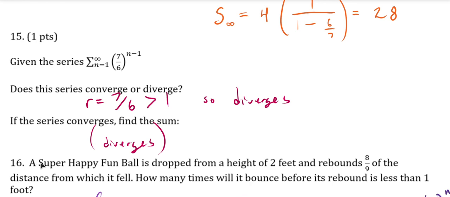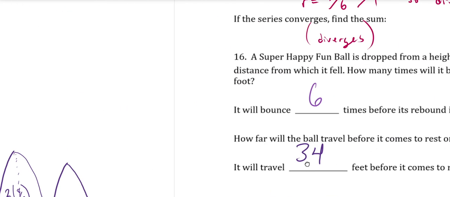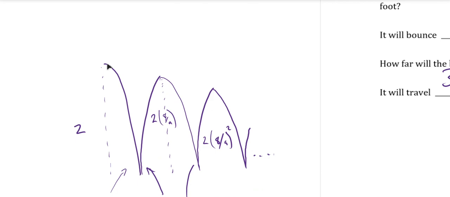This next one's a word problem. It says that a super ball is dropped from 2 feet and then rebounds 8/9 of the distance from which it fell. How many times is it going to bounce before its rebound is less than a foot? I think the nice way here is to think about, first of all, drawing a picture. If we draw a picture, we see that we're going to fall 2 feet and then come up to 8/9 of 2 feet, and then fall again, and then go up to 8/9 of 8/9 of 2 feet, and fall down, and so on. So something is happening involving this geometric sequence with a common ratio of 8/9 here.